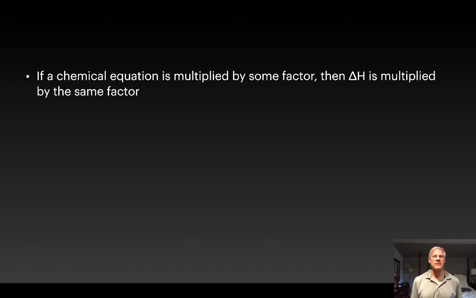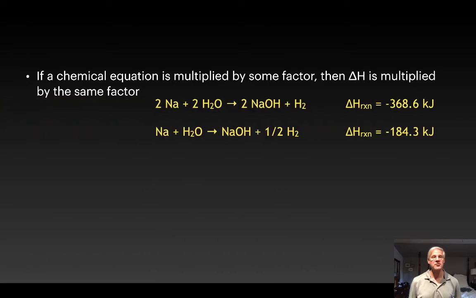So let's say that we have a chemical equation that gets multiplied by some factor. Maybe we have a set of stoichiometric coefficients and we want to double that for some reason. Well, if we double all of those coefficients for the reaction, then we would need to multiply the delta H by the exact same factor. In other words, if I have twice as much reactant, make twice as much product, I am also going to either make or absorb twice as much heat.